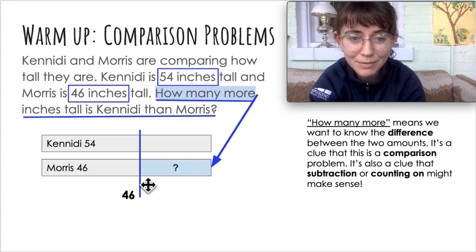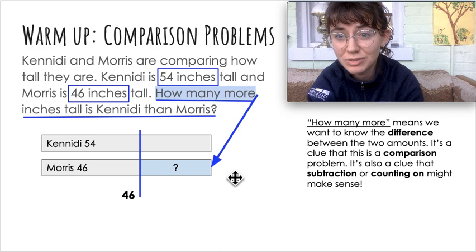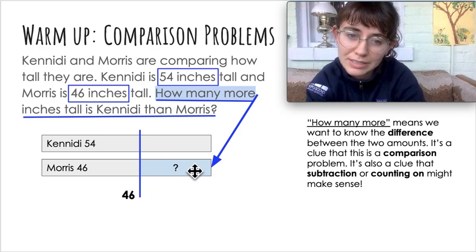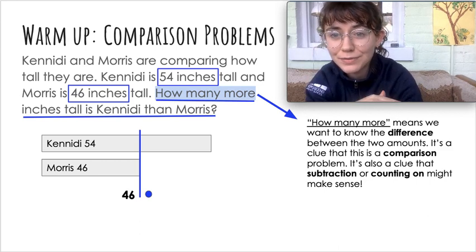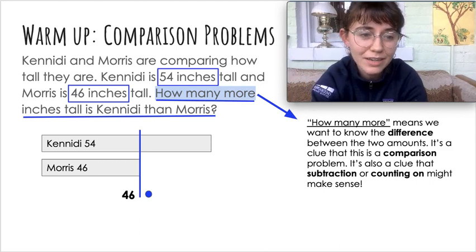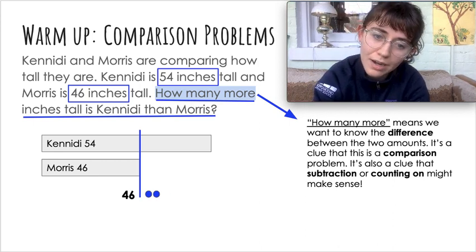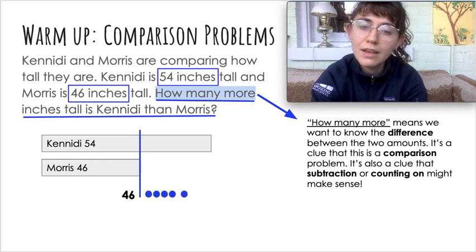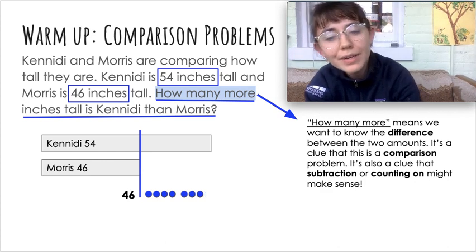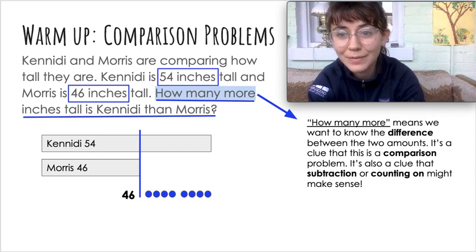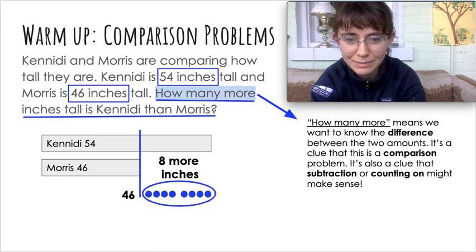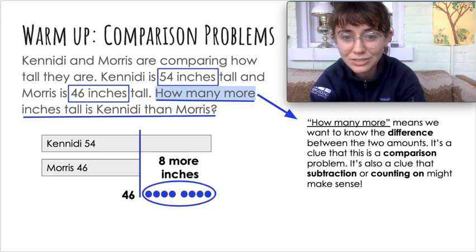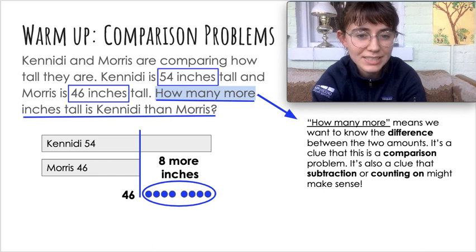So this question's asking me to find out basically how many more inches Morris would have to grow to be the same. So this missing piece. I'm just going to draw dots until I get to 54, so I'm using counting on to solve it. So draw dots along with me. Here we go. 47, 48, 49, 50, 51, 52, 53, 54, and that's it. We're getting to 54. So now I'm going to count how many new dots I had to make, and that is my difference, 8 more inches. So she's 8 inches taller than Morris.